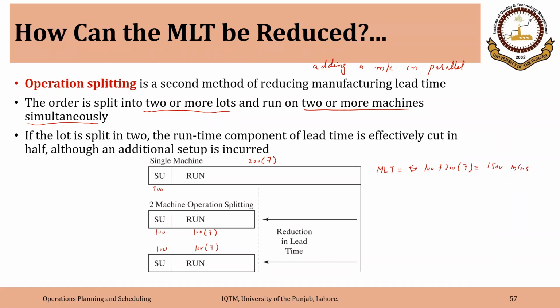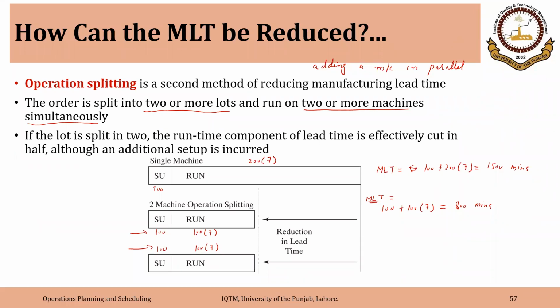Now, after operation splitting, now it is 100 plus 100 into 7. So that is 800. So as these 800 minutes, these two are in parallel, so total manufacturing lead time will be 800 minutes. So it has been reduced from 1500 to 800 minutes. So that is the basic idea of operation splitting.